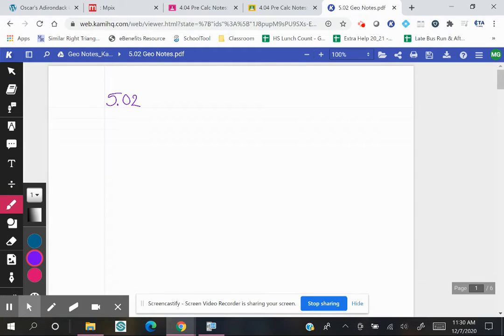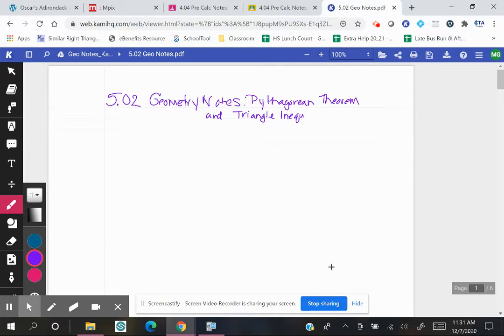Hello, we're on 5.02 geometry today, and we're continuing talking about our triangles. We're going to focus today on the Pythagorean theorem, which some of you may have done before. I know it's something they used to do a lot in middle school, and they don't seem to do it as much anymore. And also talk about some inequalities in triangles.